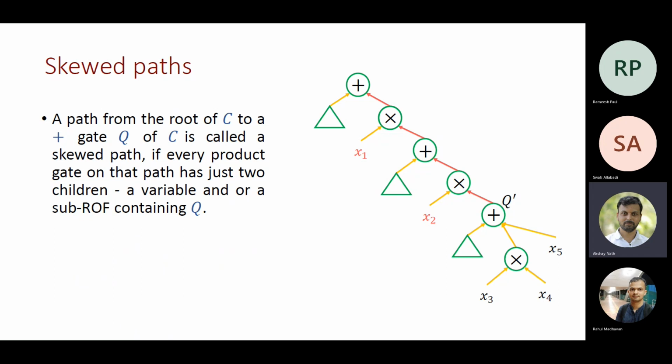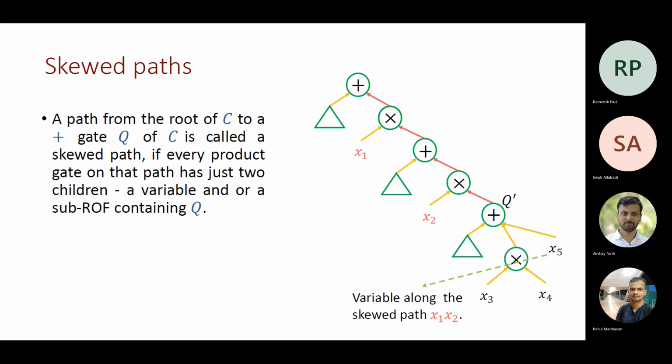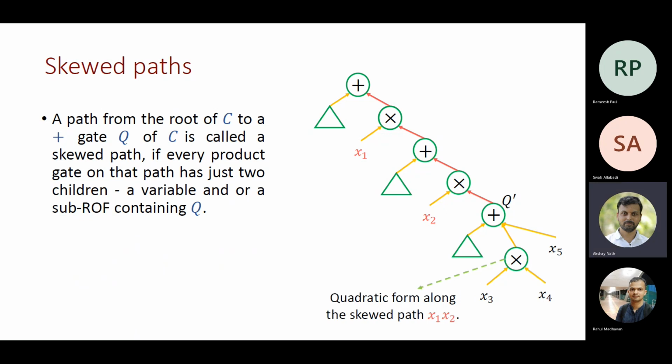So now this plus gate Q prime also has a variable attached to it. We'll call that variable the variable along the skewed path x1, x2. It also has a quadratic form x3, x4 attached to it. We'll call this quadratic form the quadratic form along the skewed path x1, x2. And we'll just call these two variables x1 and x2 the variables on the skewed path x1, x2.